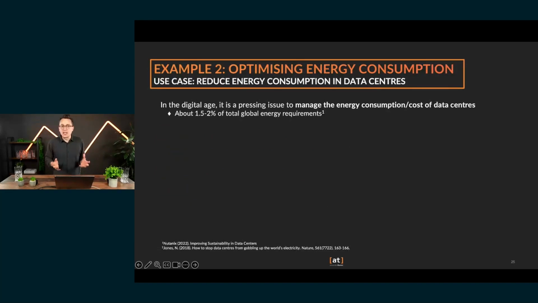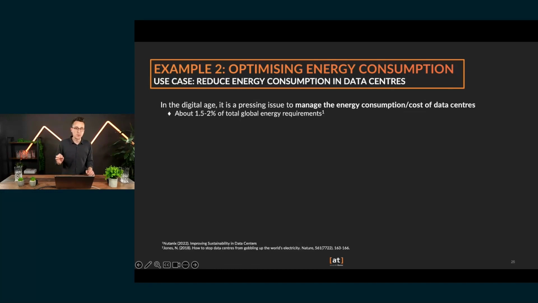So a second really nice example of a success story of reinforcement learning is trying to optimize energy consumption. And the particular use case that we want to focus on is in the context of reducing energy consumption of data centers. So in our digital age, it is clearly a very important issue to manage the energy consumption and the cost of running data centers. And these data centers will then be used to store your LinkedIn posts or your TikTok videos and things like that.